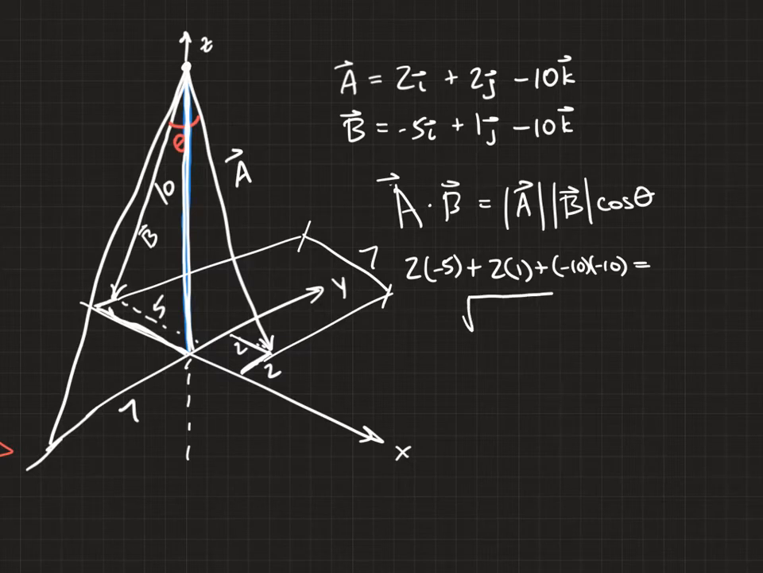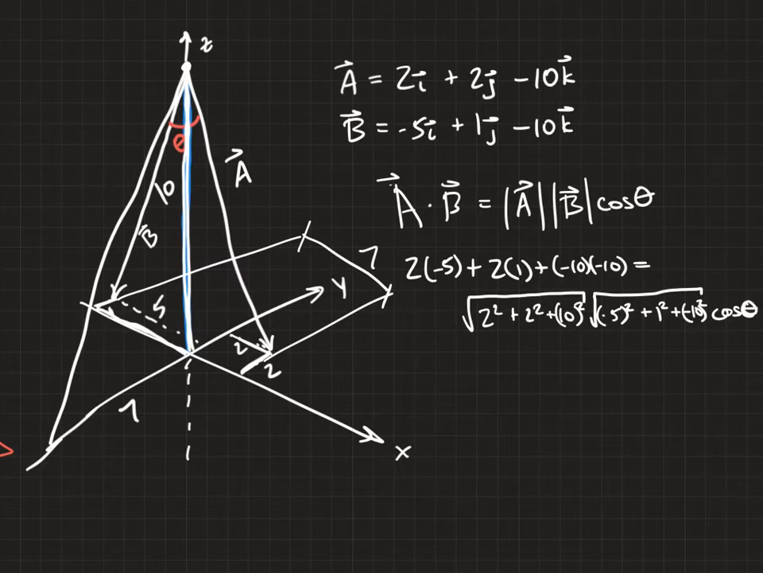Now we want to do the magnitude of A. So we use the Pythagorean theorem for that. So the magnitude of A is, let's see, the square root of 2 squared plus 2 squared plus 10 squared, noting that we don't need to worry about that negative sign because we're squaring it. And we're going to multiply that times the square root of negative 5, again, the negative doesn't matter, squared plus 1 squared plus negative 10 squared, noting again we don't need that negative. Okay, cosine of theta.